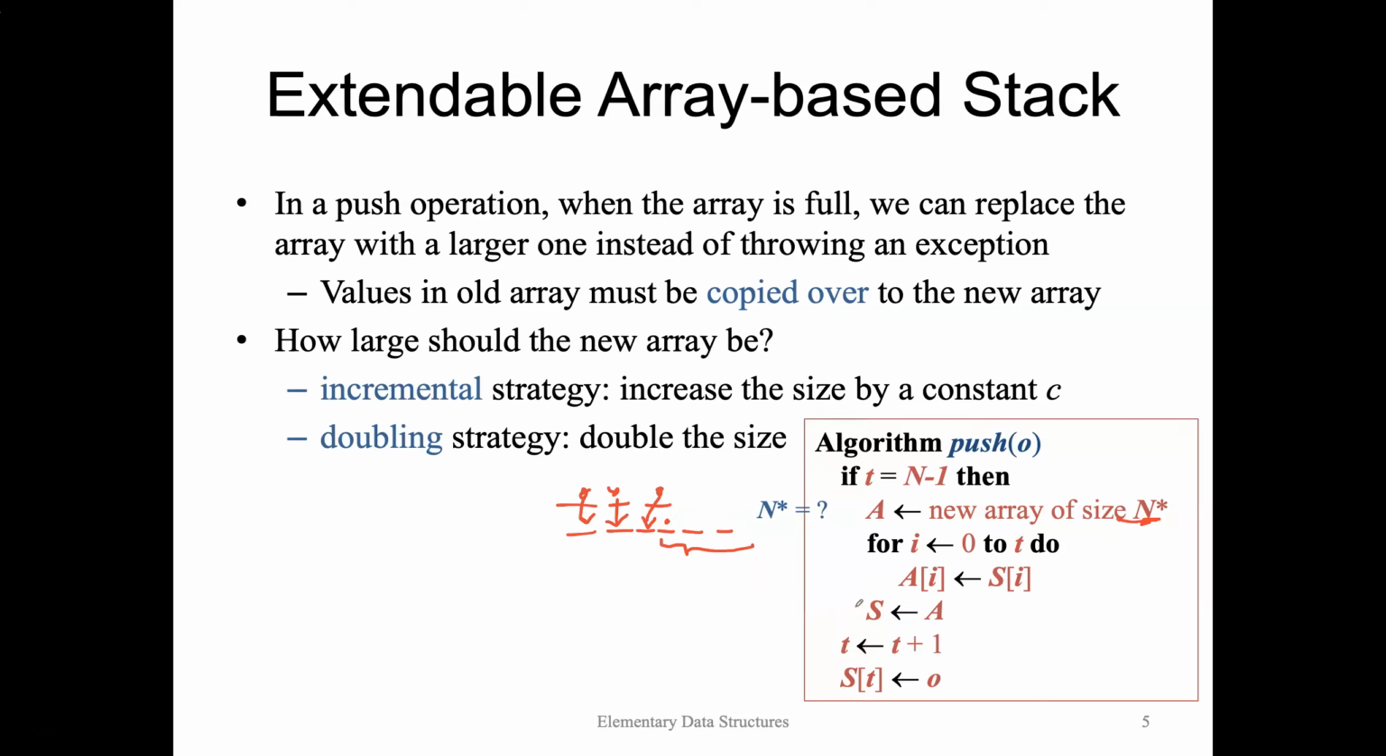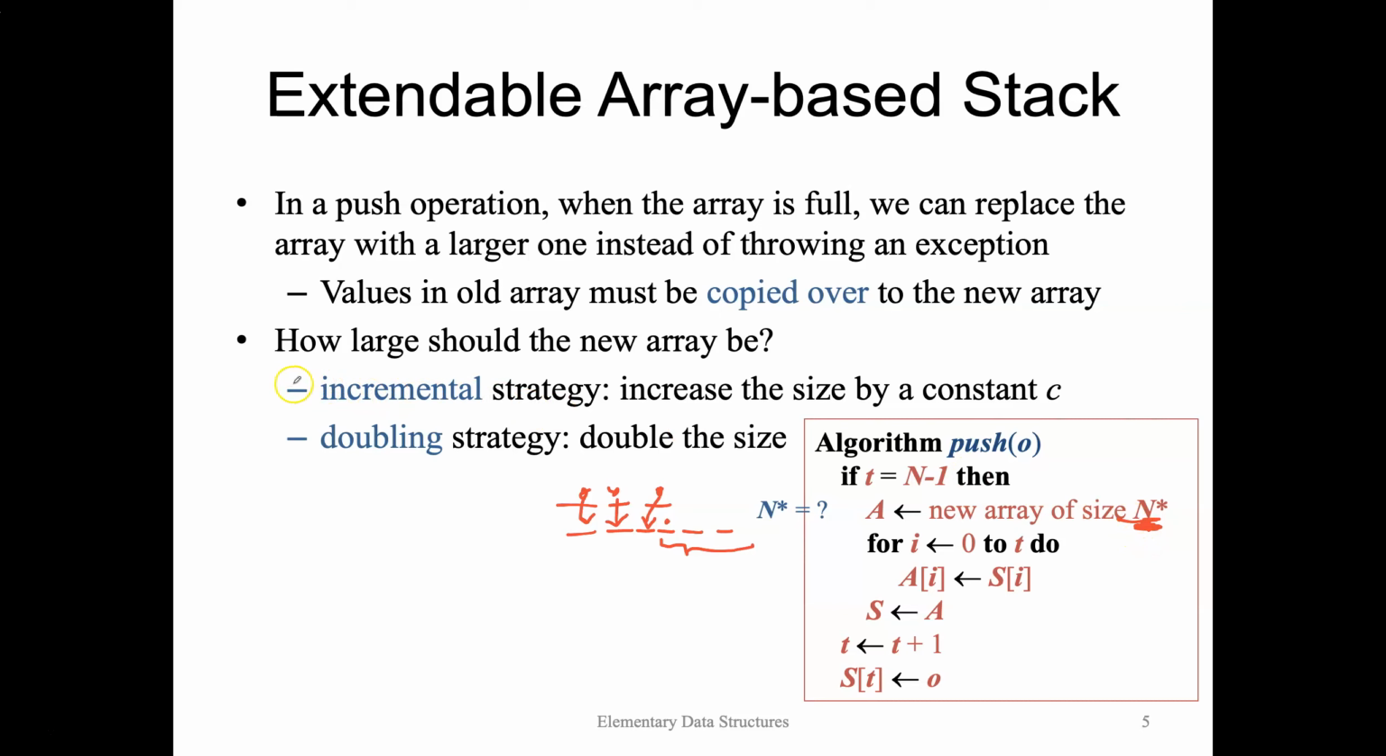So rather than throwing an exception, we create a new array which is even larger, then copy every item from our old array into our new array. But the only question becomes, how much larger really should we make our new array? There's a couple strategies that we could use. And in fact, you probably implemented something like this when you worked on the string project in CS2.